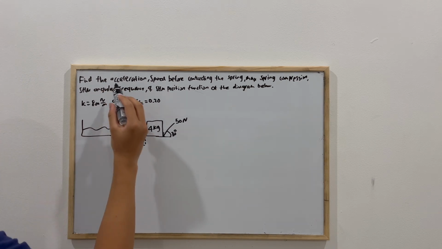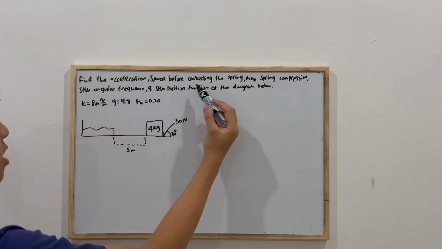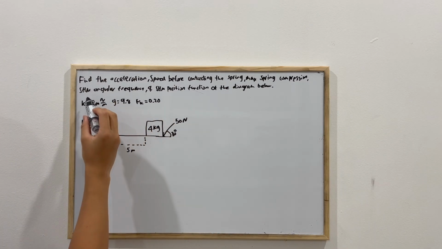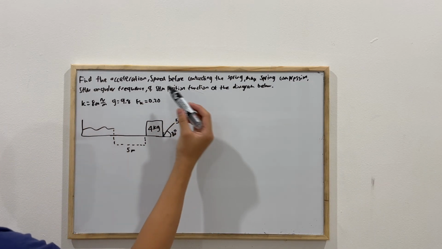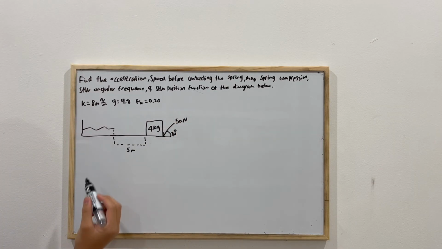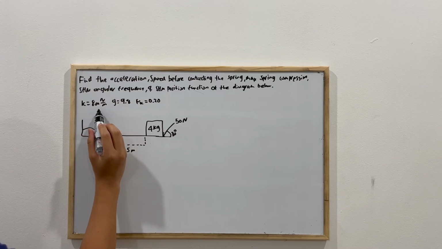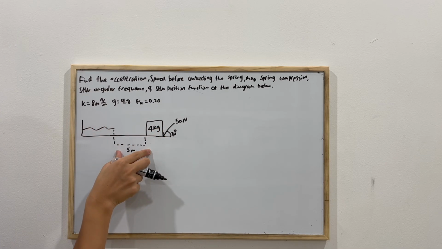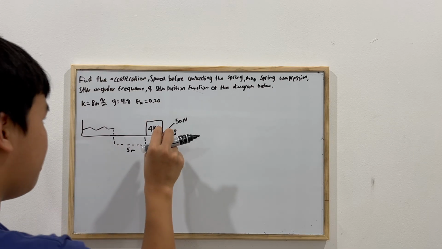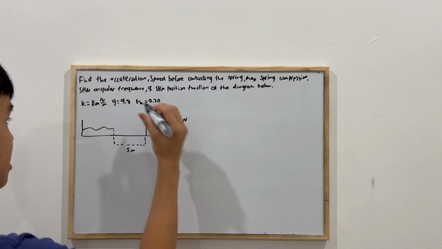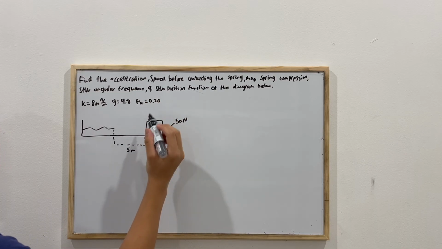Today's problem: find the acceleration of a block, the speed before contacting the spring, the max spring compression, and the simple harmonic angular frequency and the simple harmonic position function of the diagram below. So what we have here seems to be a spring with a spring constant of 800 newtons per meter. We have a 5-meter gap between the spring and a 4-kilogram block with a 50 newton applied force at 30 degrees, and the kinetic friction coefficient of the surface is 0.20.